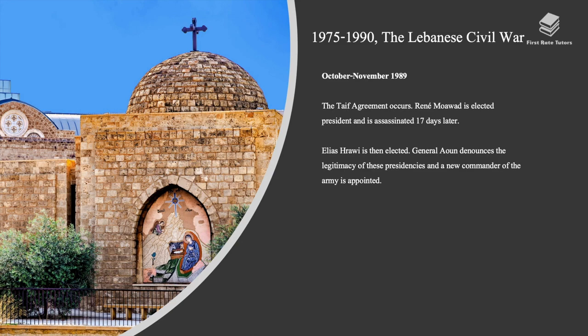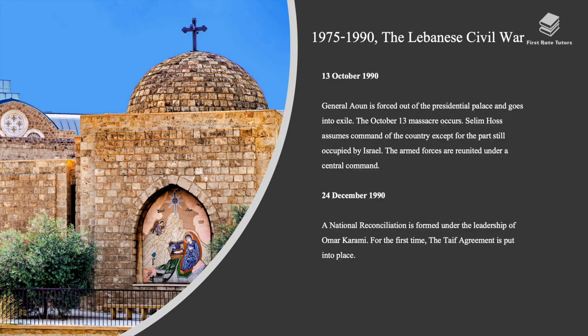René Mouawad is elected president and assassinated 17 days later. Elias Hrawi is then elected. General Aoun denounces the legitimacy of these presidencies, and a new commander of the army is appointed.